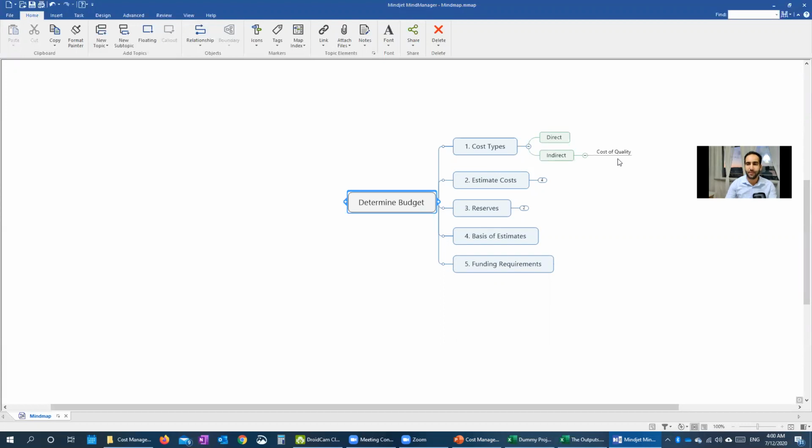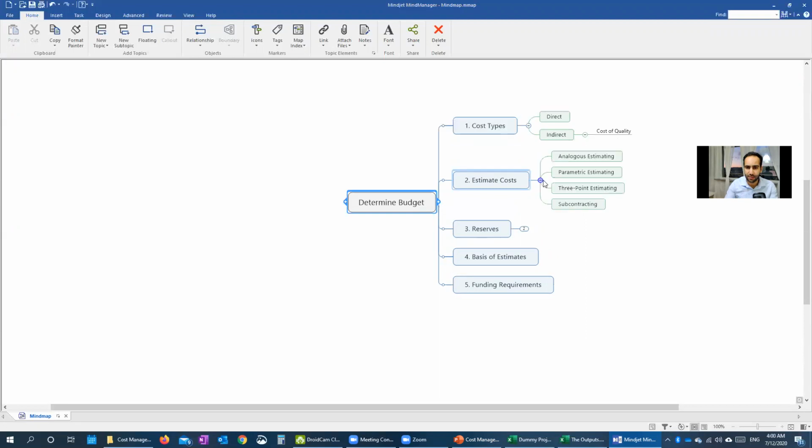And in the indirect cost, we talked about cost of quality, which is the cost that I need to spend for conformance and non-conformance, to avoid failures or because of failures. And then we move to estimate costs. And to estimate costs, we have some tools and techniques: the analogous estimating, the parametric estimating, 3-point estimating, and subcontracting, vendor analysis.